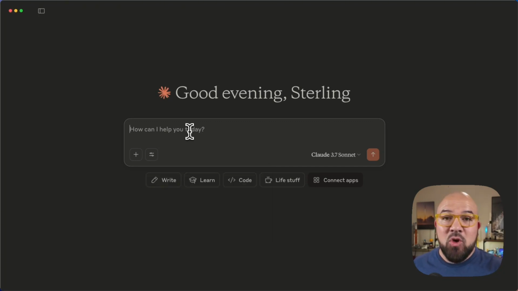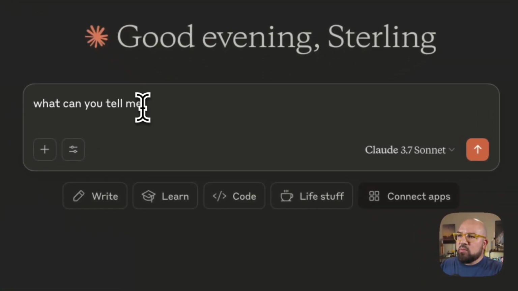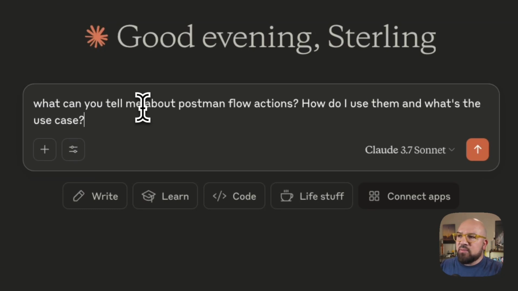Okay, so let's ask it a question about something that's new with Postman, which is Postman Flows actions. You tell me about Postman flow actions. How do I use them, and what's the use case?